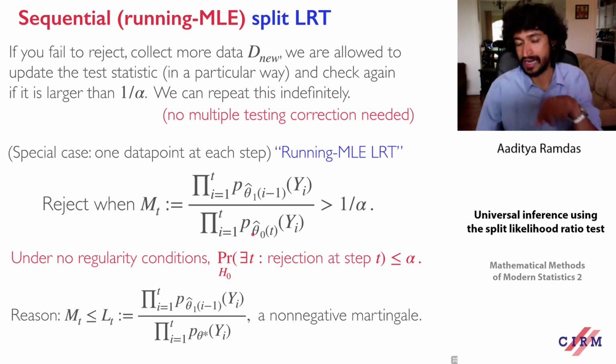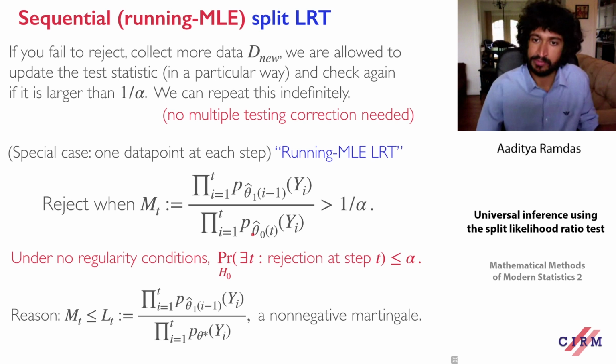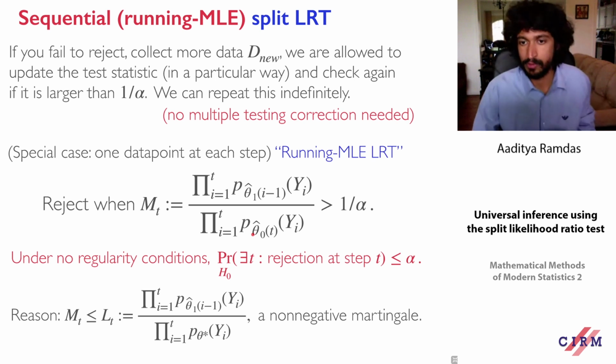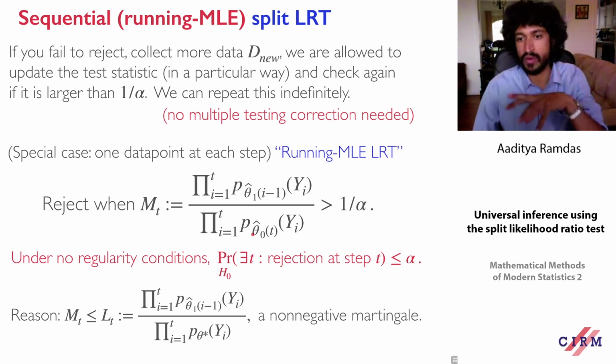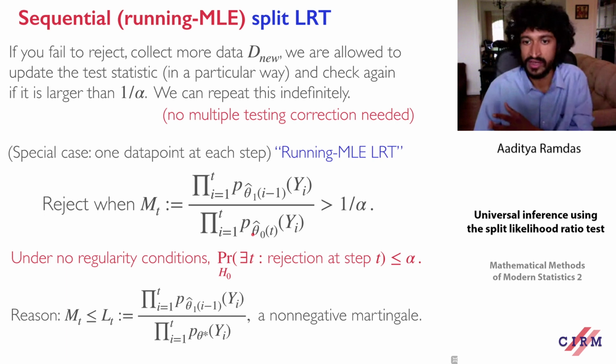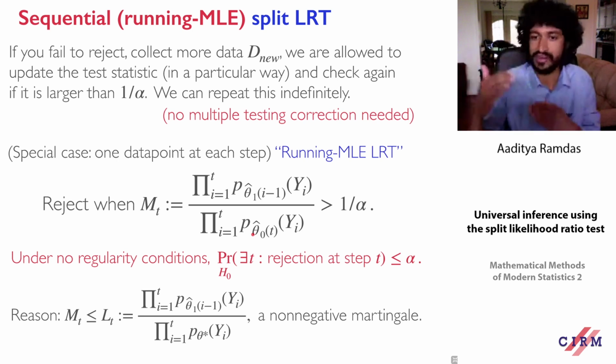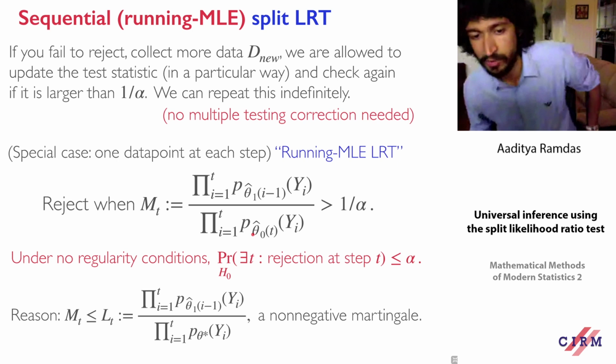Now the numerator is more interesting. It's what's called a non-anticipating estimator, where you evaluate the likelihood of y_i using all the data up to i minus 1. So in this product in the numerator, you have p theta hat 0 of y1, p theta hat 1 of y2, p theta hat 2 of y3, and so on. In the denominator, you just have p theta hat 0 of y1 and of y2 and of y3. So slightly different things going on in the numerator and the denominator.